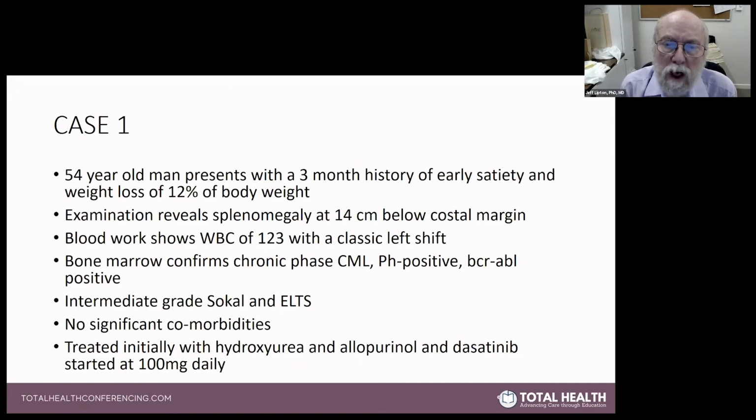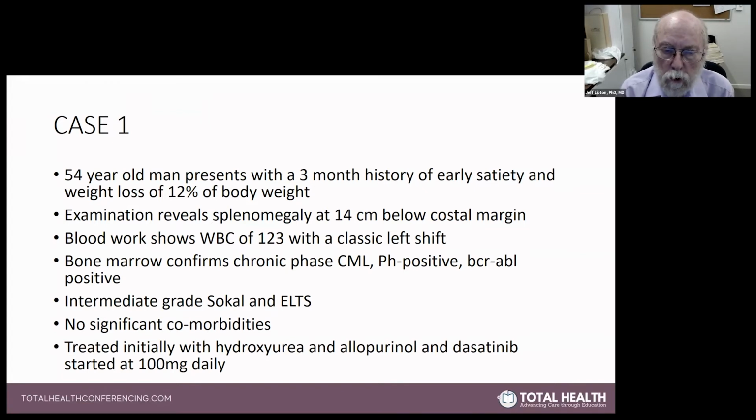So let's start with some cases. First case, 54-year-old man with a 3-month history of early satiety and weight loss of approximately 12% body weight. Spleen is enlarged at 14 centimeters, and blood work showed a white count of 123 with a standard left shift. The workup showed chronic phase CML, Philadelphia chromosome positive, BCR-ABL positive, and he's an intermediate grade by so-called LTS.